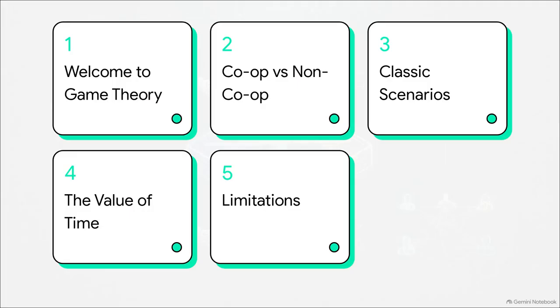Okay. Let's dive into this. Here is our roadmap for today. 1. Welcome to game theory. 2. Cooperative versus non-cooperative. 3. Classic negotiation scenarios. 4. The value of time. And 5. Limitations of game theory.